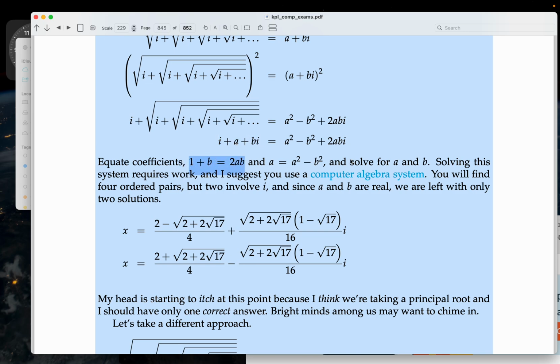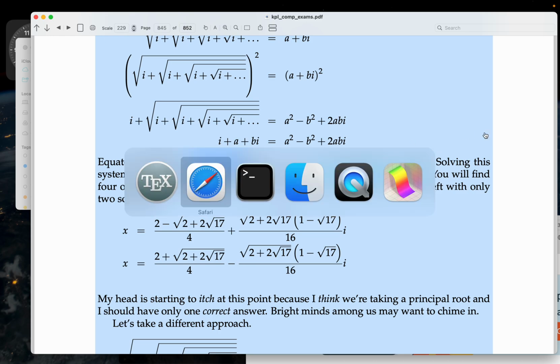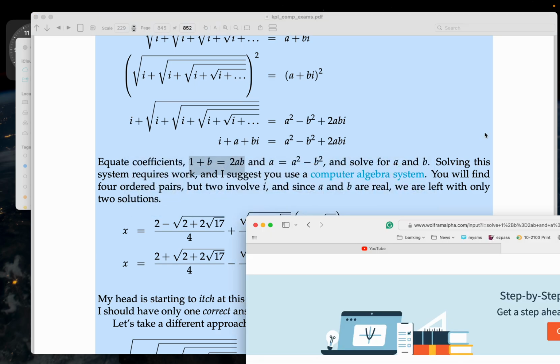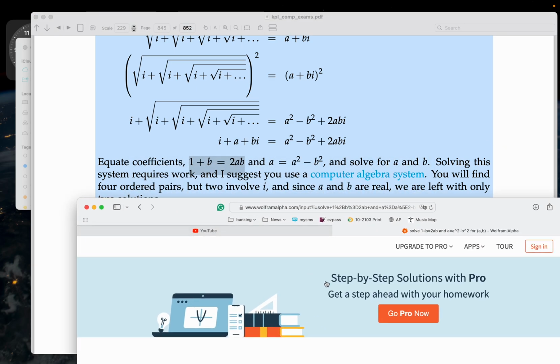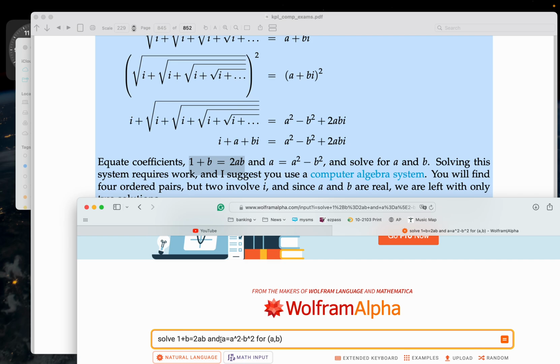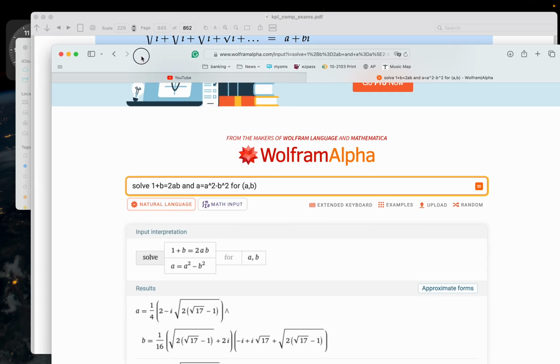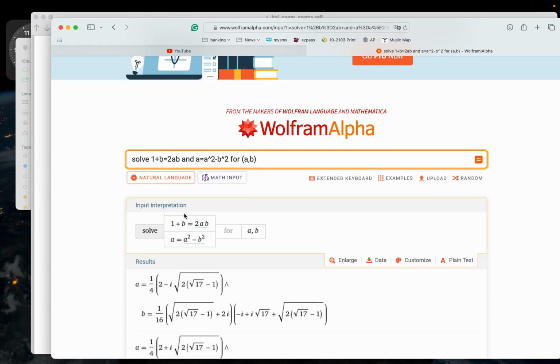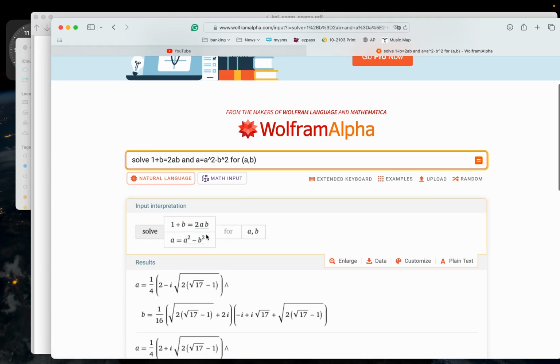Now, it's a nasty problem to solve, and what I want to do is go to Wolfram Alpha to do it, and I'll tell you what I typed in. So in Wolfram Alpha, what I typed in is solve, and I actually type it in 1 plus b equals 2ab, and a equals a squared minus b squared. And I want to solve for an ordered pair ab. Now granted, Wolfram Alpha interprets what I wrote down, which is good. I'm glad they do that because it's exactly what I wanted to do.